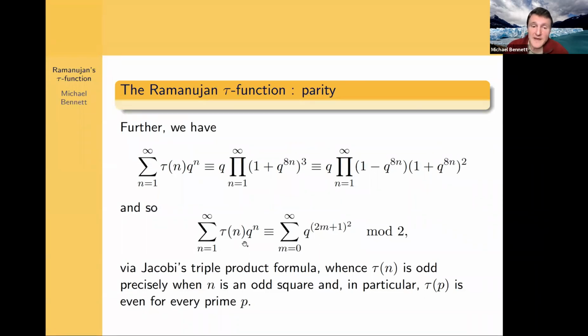Lots of things drop away between this series with tau as coefficients and this series with zeros and ones as coefficients. And that tells us in particular that tau is almost always even. So it's odd only when the argument you put in is an odd square. It also tells you in particular that tau of p, as we saw before, tau of 2 is 24, that tau of p is actually even for every prime p.